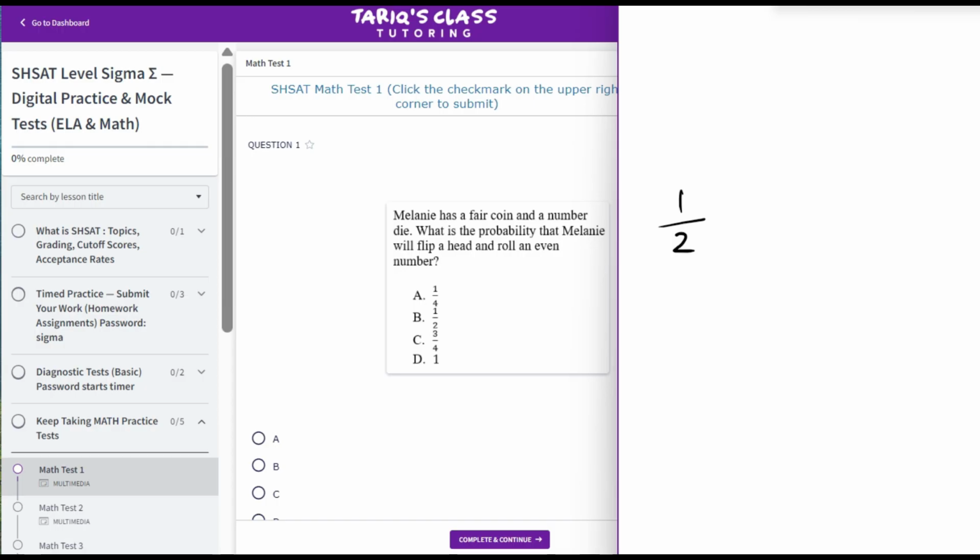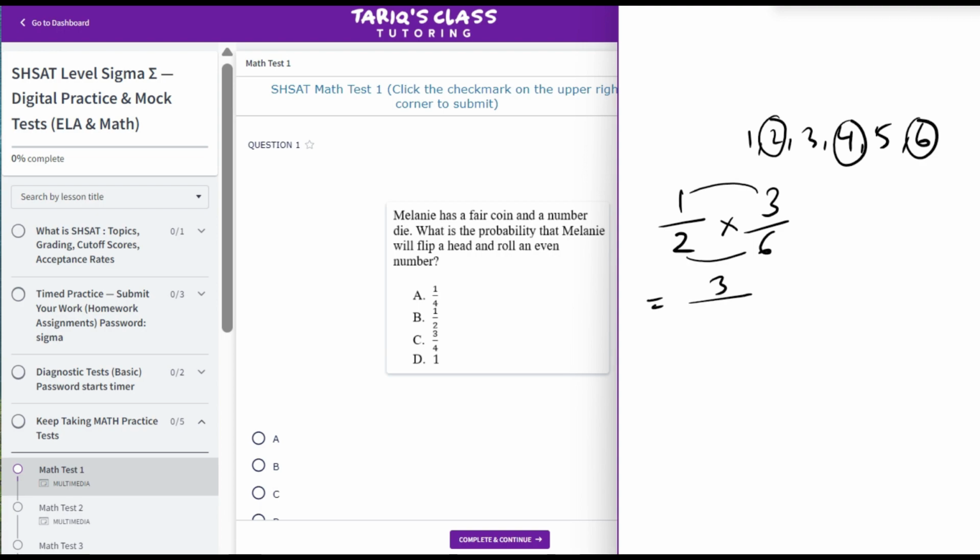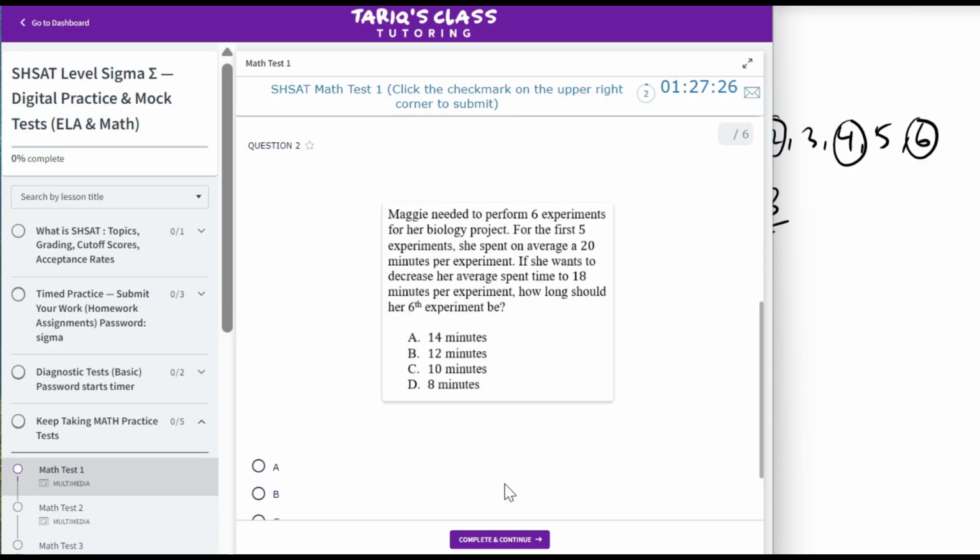Okay, and she rolls an even number. So in a fair die, there are 1, 2, 3, 4, 5, 6 numbers. So she wants to get an even. So 1, 2, 3 even numbers out of 6. So I'm just going to multiply the two fractions. That will give us the answer. So 3 over 6 means just half, or you could do 3 times 1 is 3, 6 times 2 is 12, 3 over 12, that's 1/4. So we're going to click the first one, A, and then continue.